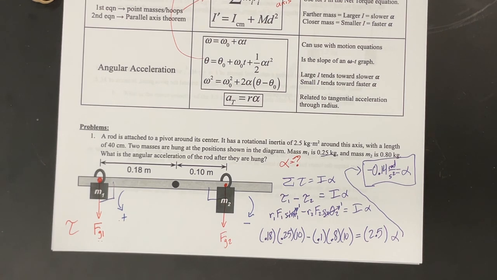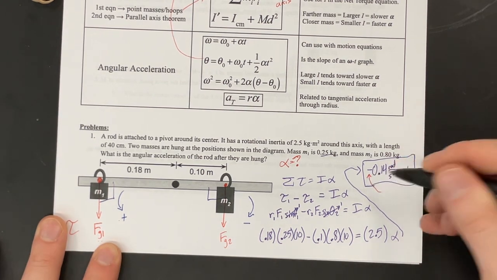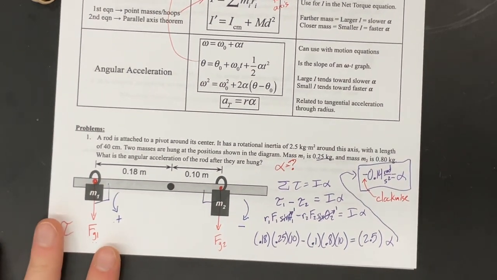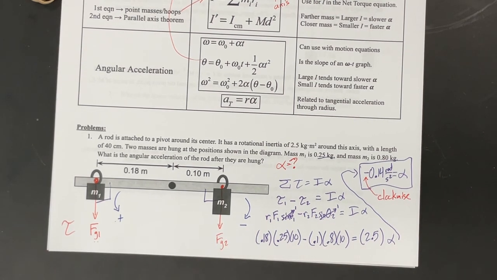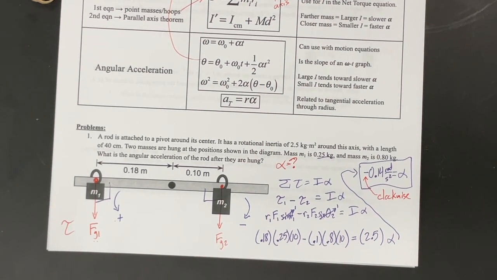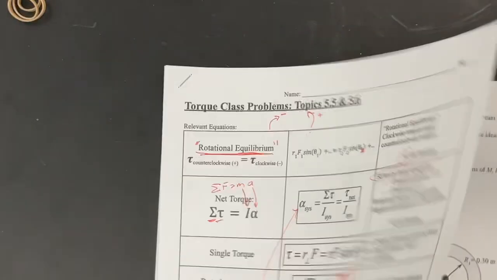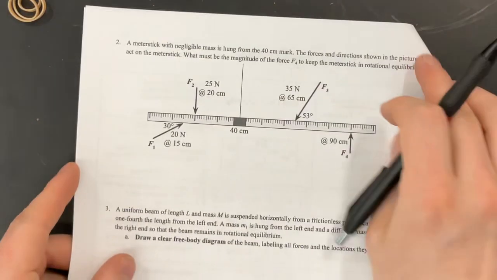What does the negative sign tell us? Clockwise. So that means that mass 2 wins out. Because we weren't sure. It's a bigger mass, but it's closer in. So big F, small r. We weren't sure which one would win. So we did the math and we figured out which one won. Questions so far? All right, that's Newton's second, but in rotation.